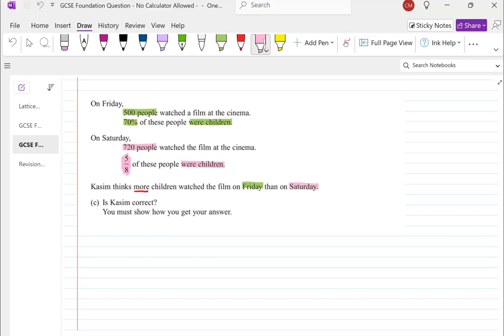Is Kasim correct? Now, one thing that students sometimes do in exams is they just tend to agree or disagree, and they might not show how they got the answer, and that wouldn't earn any marks at all. We can only get marks for this question if we answer with our evidence there. So let's look at Friday first. Now, Friday is all about finding out what is 70% of 500. And that's going to give us the number of children who watched that film.